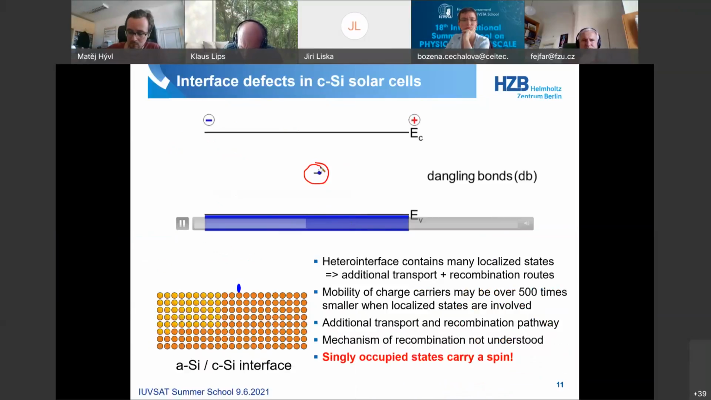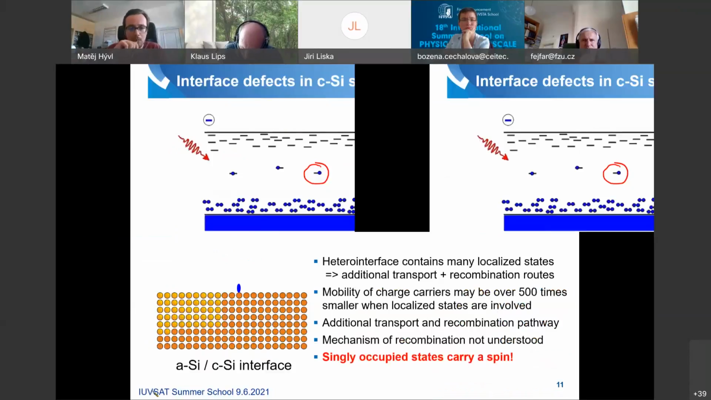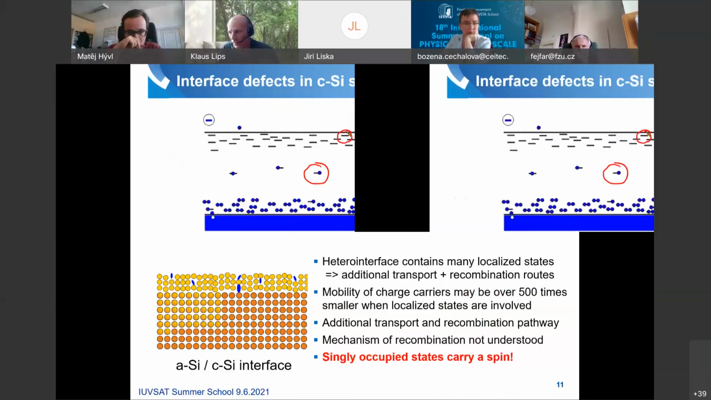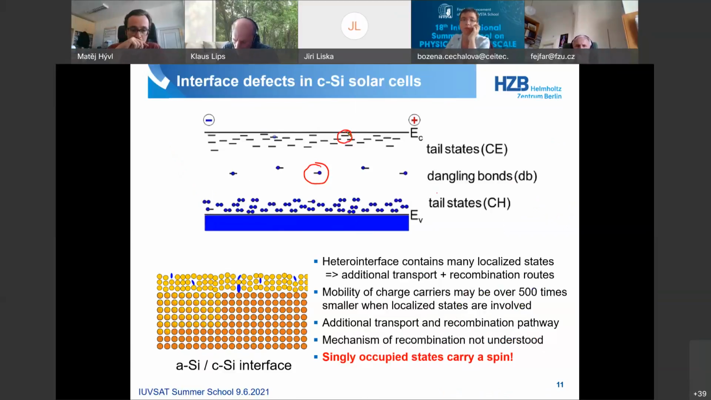If we now put amorphous silicon on top of this layer, the amorphous silicon is going to produce lots of these band-tail states, and these band-tail states can trap the charges. They make them very immobile, and it makes the whole situation very, very complex. So we have a very complex interface where the mobility of the charges is rather poor.